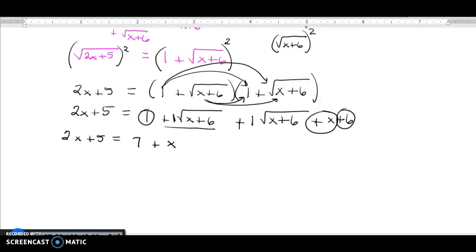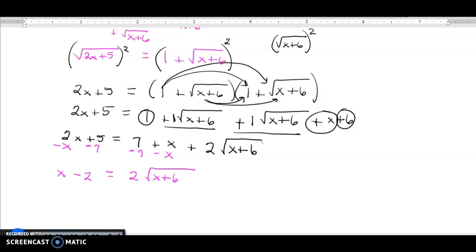1 square root of x plus 6 plus 1 square root of x plus 6 gives me 2 square roots of x plus 6. Okay, notice I still have a radical, so I'll need to isolate my radical again. So I'm going to shift my 7, so I'll subtract 7, and my x, so I'll subtract x from both sides. 2x minus x is x. 5 minus 7 is negative 2 equals 2 square root x plus 6.